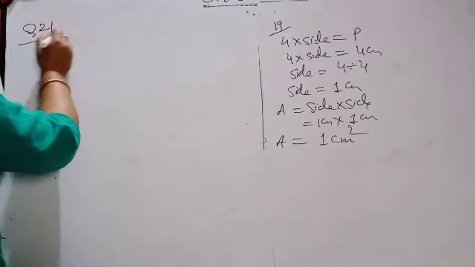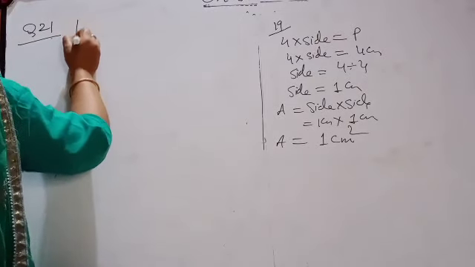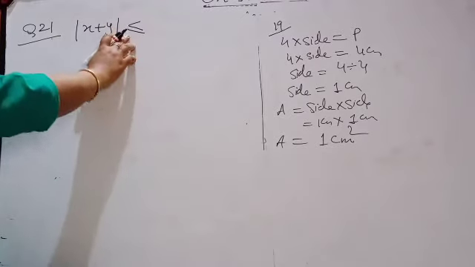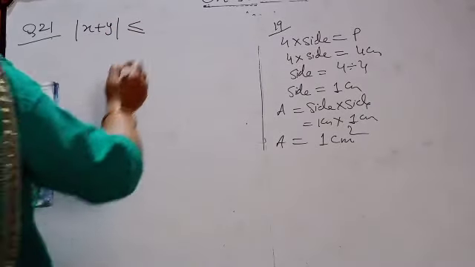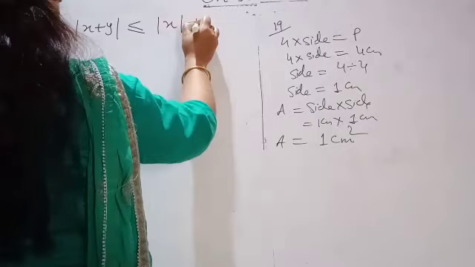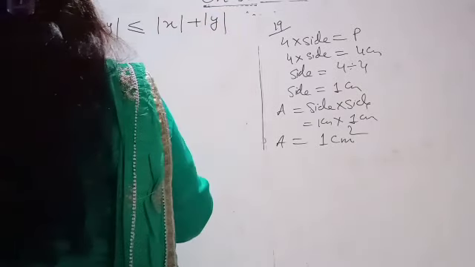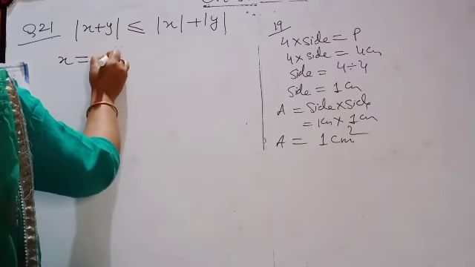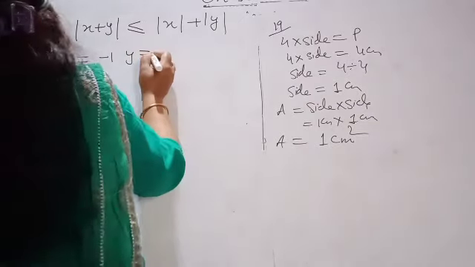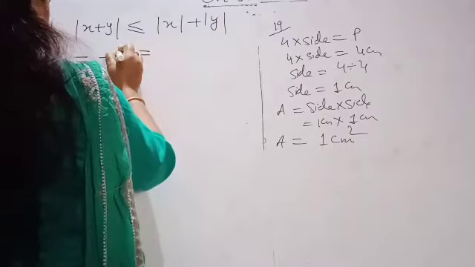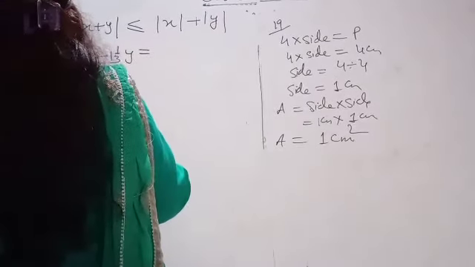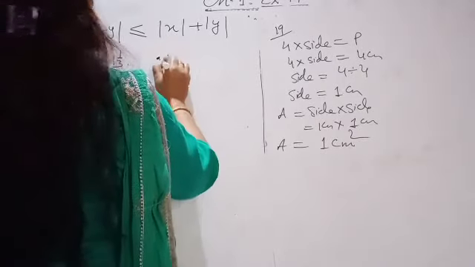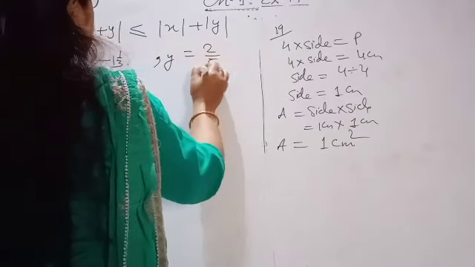Question number 21. Verify that mod of x plus y is less than or equal to mod of x plus mod of y. Whether it may be less or whether it will be equal. Here x is equal to minus 4 upon 3 and y is equal to 2 upon 5. See that.